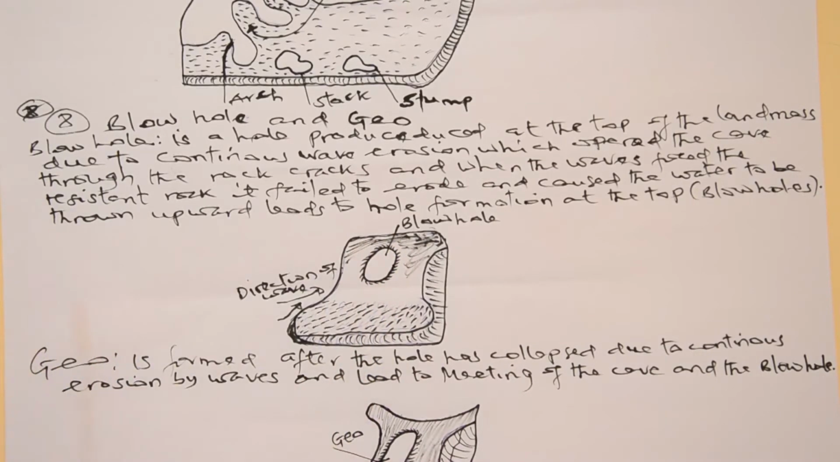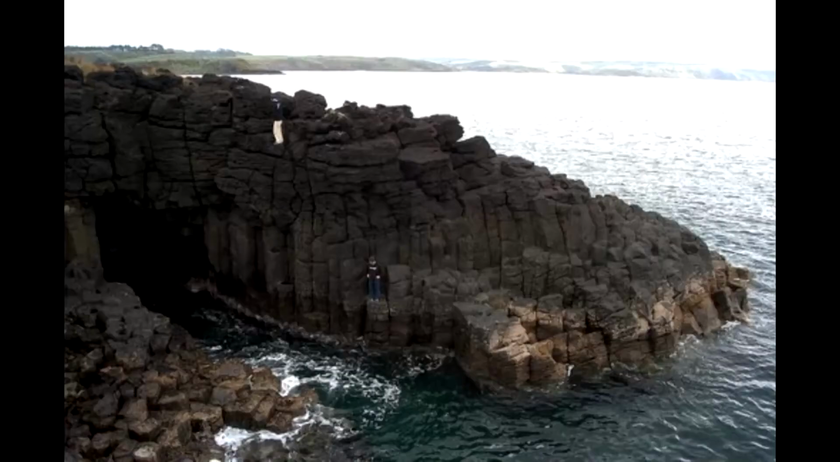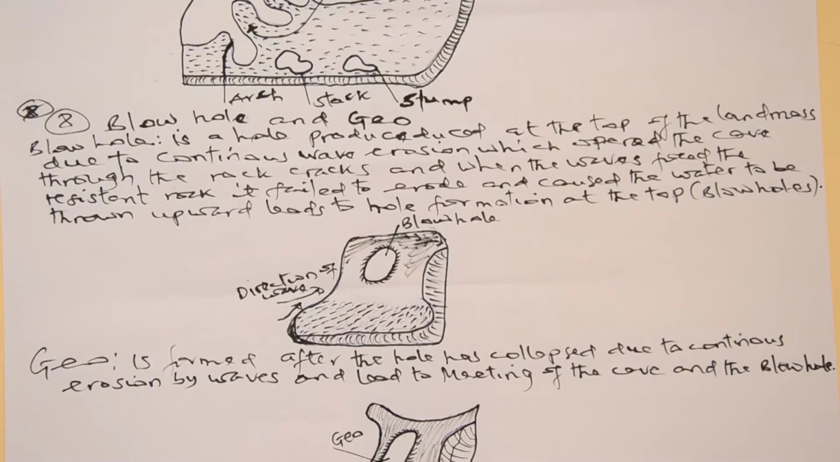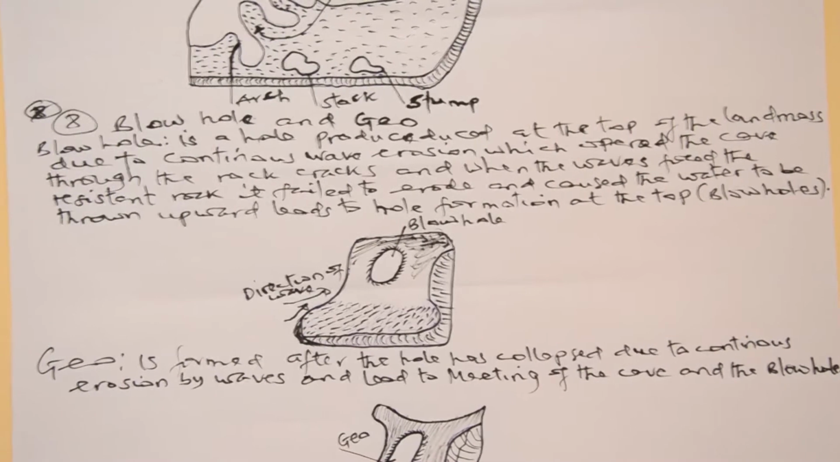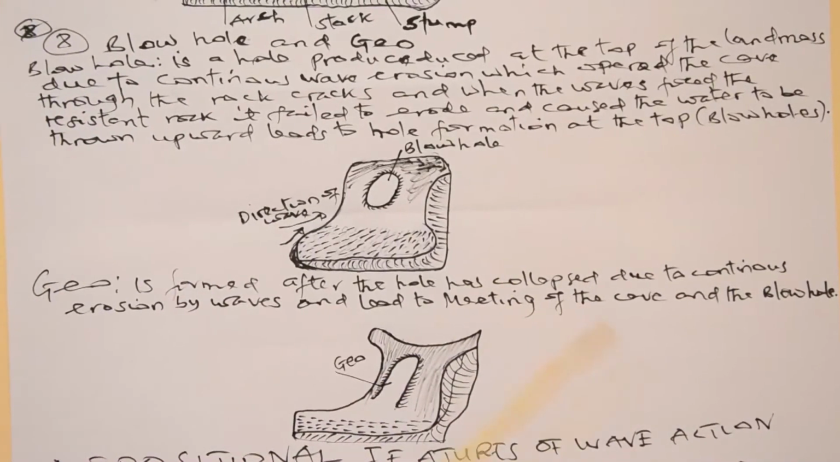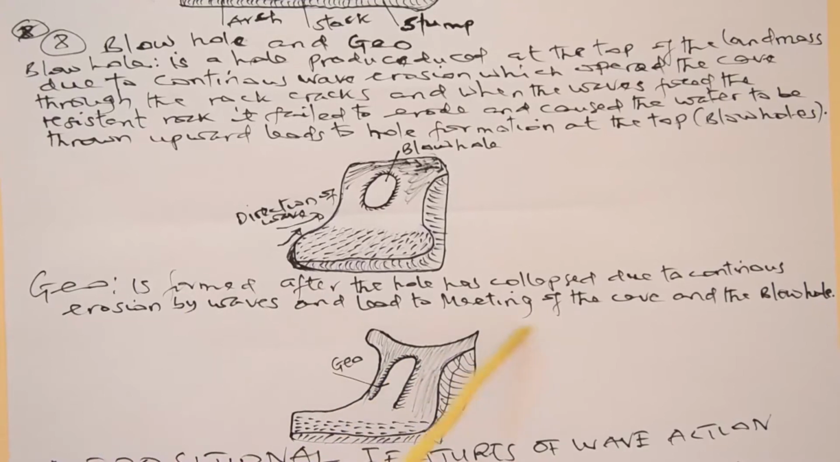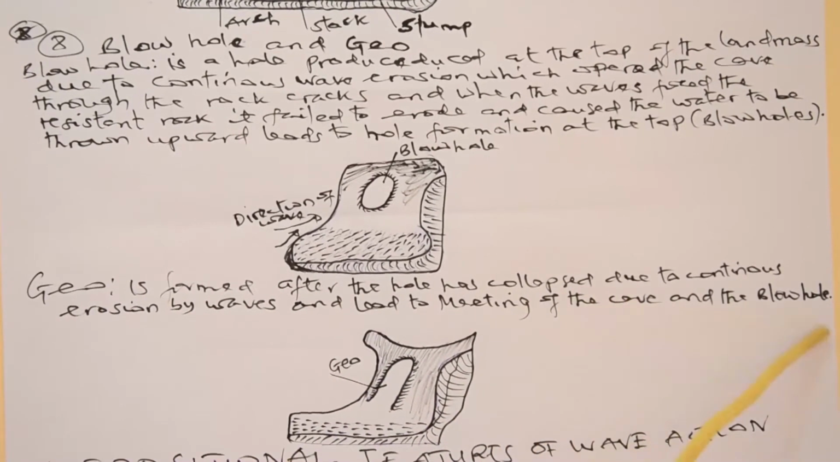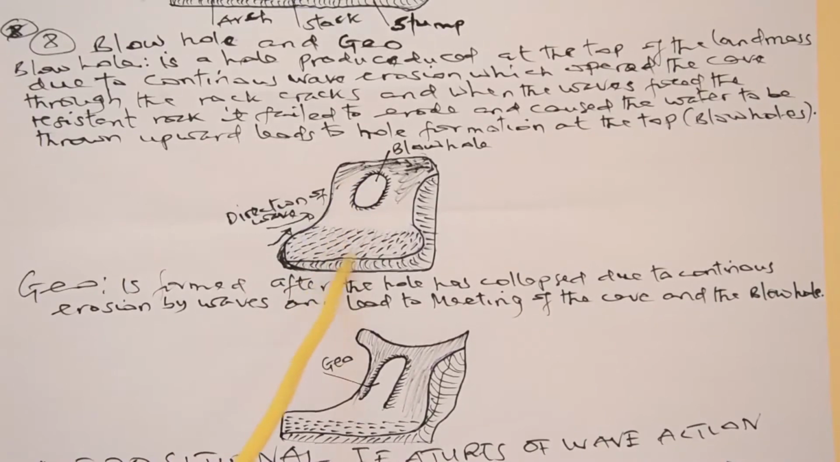Therefore, this structure is formed wherever the water is hitting slowly at the top of the wall-like structure. Wherever this wall is soft in nature, it can cause a hole to form. But wherever this hole collapses into the water body, it changes its name and forms another feature called gel. Therefore, what is the meaning of gel? Gel is formed after the hole has collapsed due to continuous erosion by waves and leads to the meeting of the cave and the blowholes, like this structure which is shown.